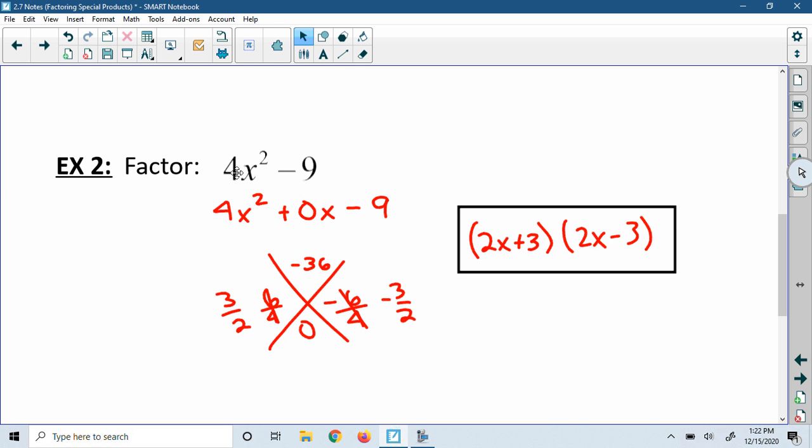The square root of 4x squared is 2x. So boom, 2x, 2x. The square root of 9 is 3. So plus 3, minus 3.